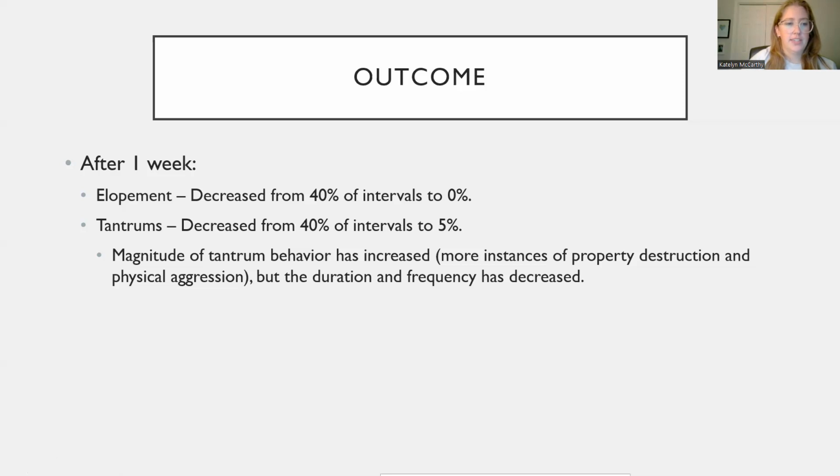Our outcomes were fantastic. After 1 week, elopement had decreased from 40% to 0%, and tantrums decreased from 40% to 5%. With tantrums, while the duration, the frequency, and the intervals decreased, the severity actually had increased. So there were more instances of property destruction and physical aggression. This may be an example of extinction burst. So more data will be needed to see if that continues to decrease or further action is needed.